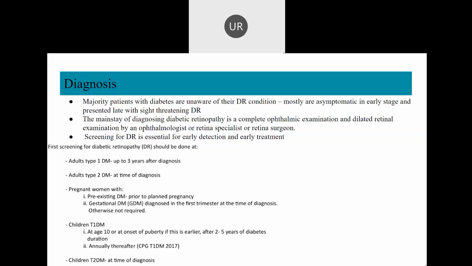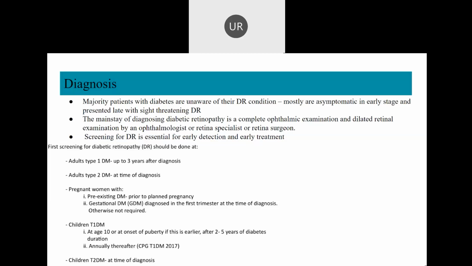Like for example, this is according to the CPG of screening, that adults with type 1 DM who are diagnosed with type 1 DM need to be screened up to 3 years after diagnosis, and adults with type 2 DM at the time of diagnosis, because usually, as I said earlier, type 2 diabetes during the early onset, the person wouldn't really notice it, so they don't know how long they have been having type 2 diabetes mellitus.